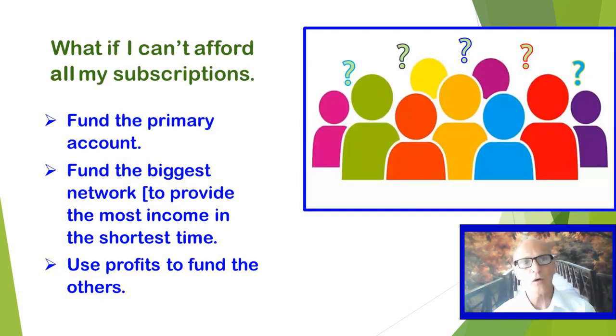The next question is, what if I can't afford to fund all my subscriptions? Well, then fund the primary account. Fund the biggest network, because that's likely going to provide most income to you in the shortest time, and then you can use the profits from that account to fund the other accounts.